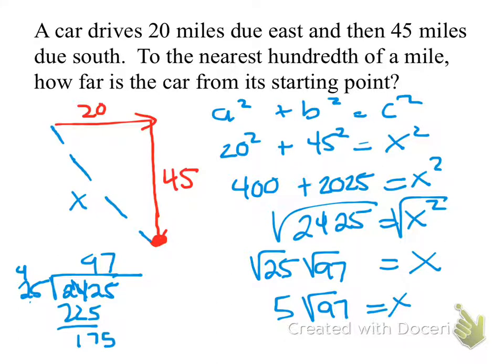So if I take 5 times 9.8, that's much easier. The square root of 97 is about 9.7, so 9.8 was a good guess. Now I'm multiplying 9.8 times 5, and that will give me my approximate answer for x. So 5 times 8 is 40. Carry the 4. 5 times 9 is 45, 49. So we end up with 49.